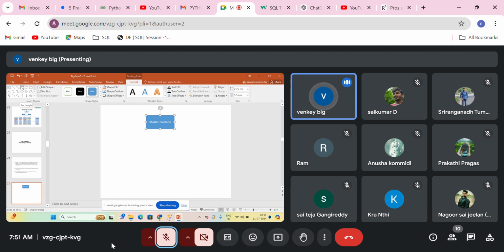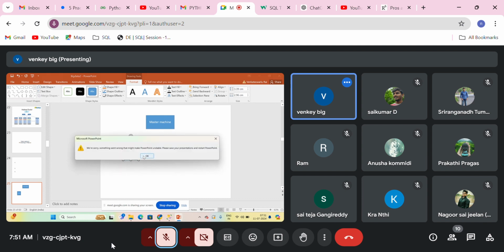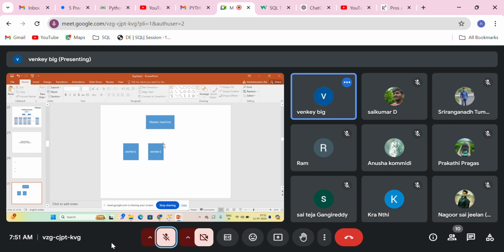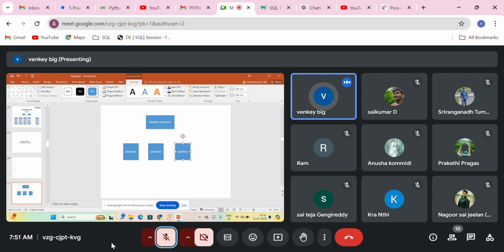How is Hadoop different? Hadoop follows a distributed computing or distributed storage architecture. So what does it mean? Now let us understand that part. Here I have one worker machine, worker one. I have worker two, and I have worker three. So now I have one master machine and I have three workers.